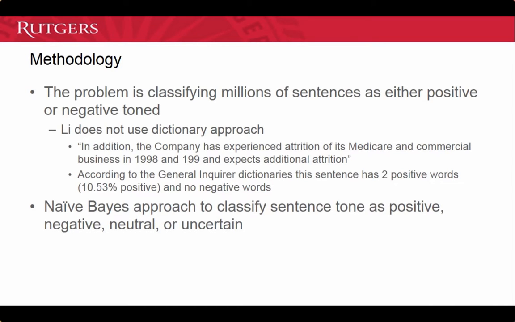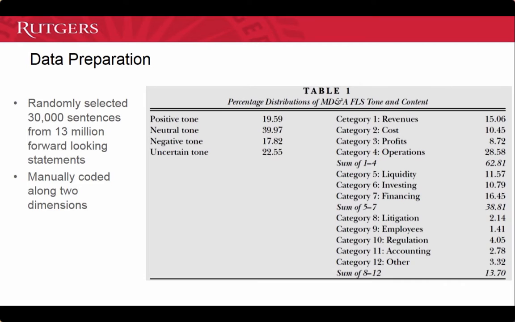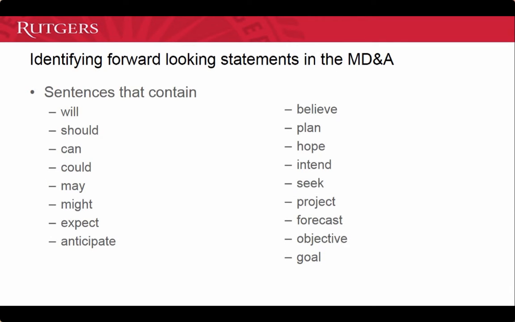So instead he uses a naive Bayes approach to classifying the sentences as positive or negative. Okay, so you guys remember how he did this? The naive Bayes approach, remember the steps? So here's what he did. He identified about 13 million forward-looking statements, 13 million sentences in his corpus of MD&As from the 10K and the 10Q that contain one of these words, right?